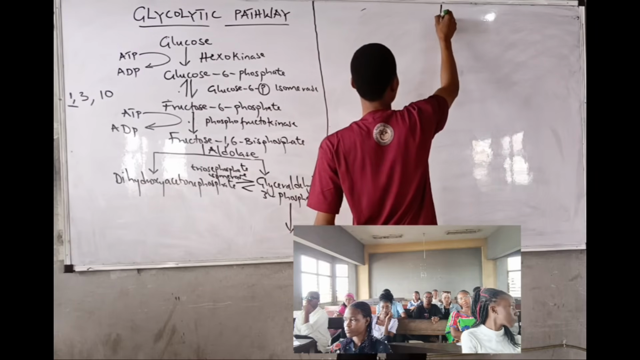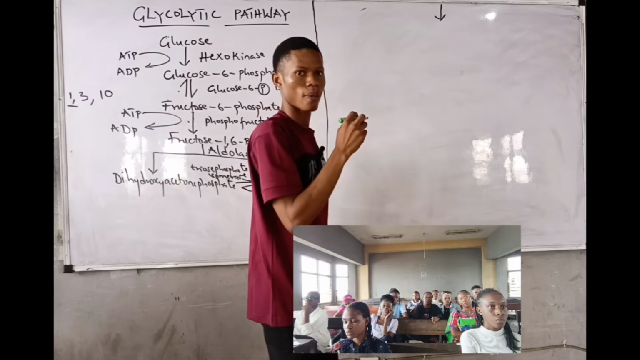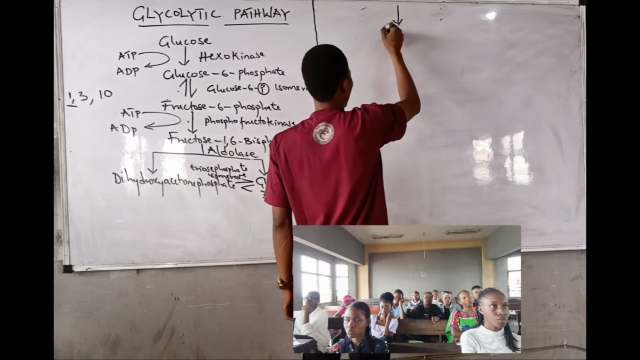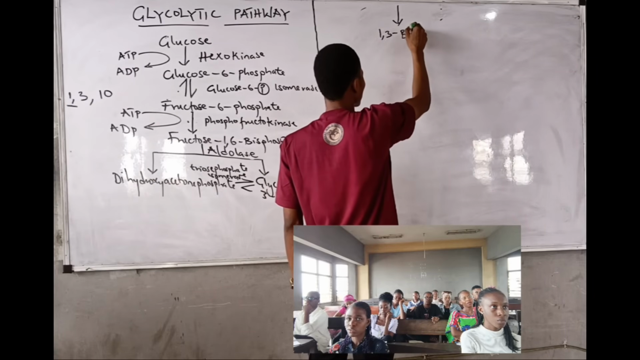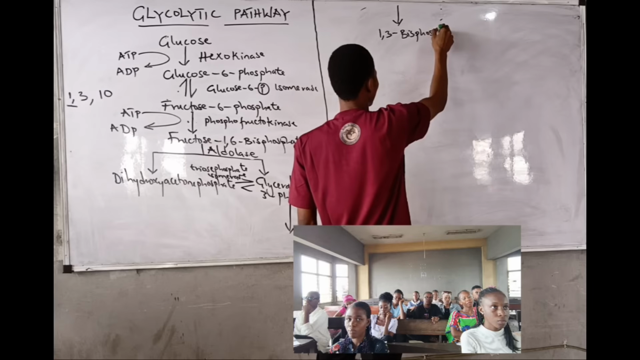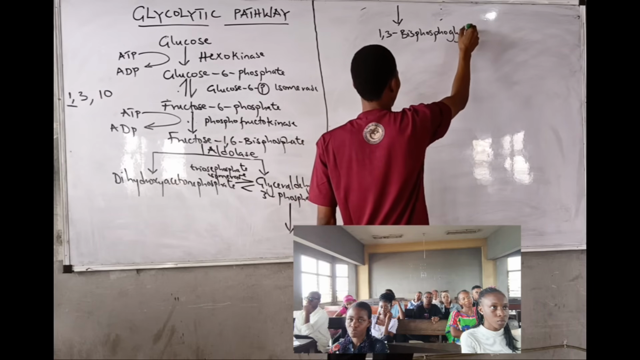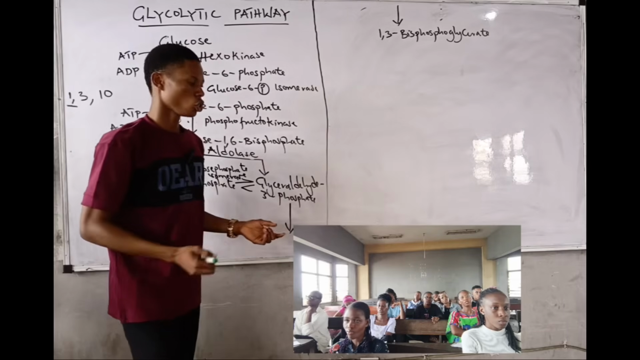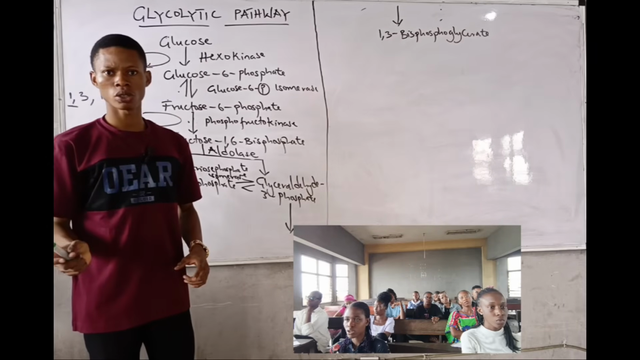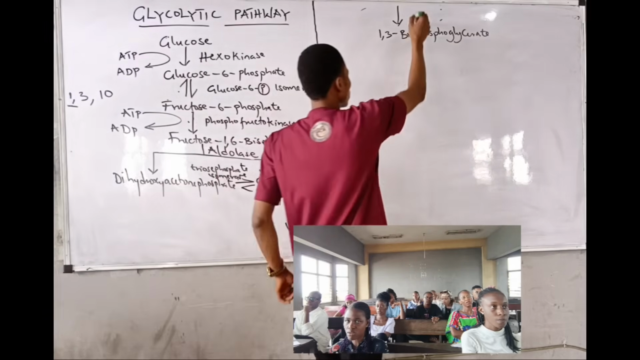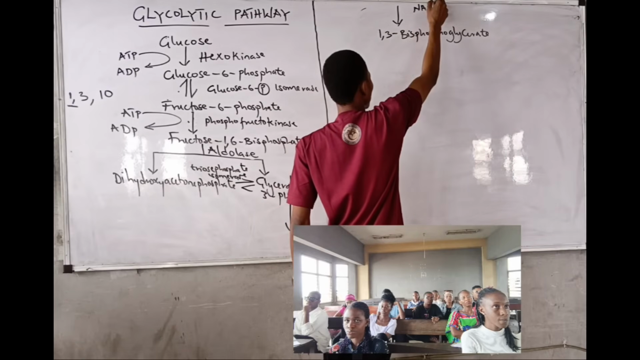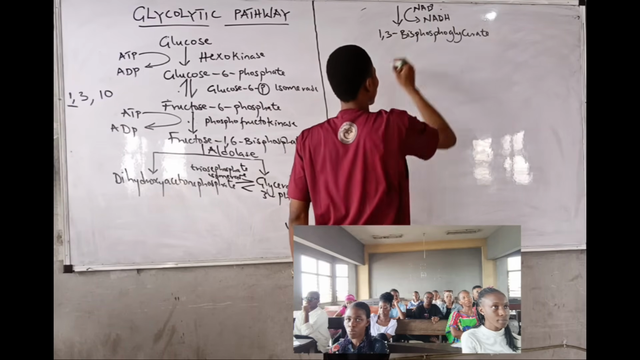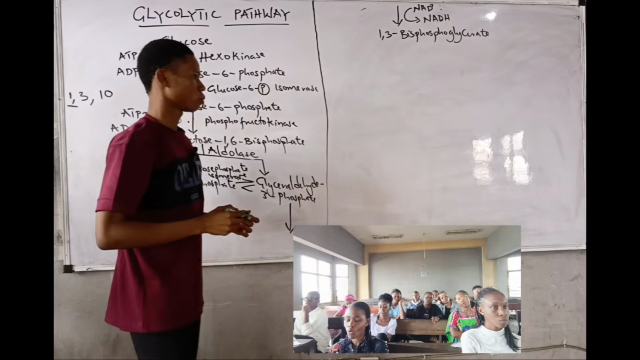From glyceraldehyde 3-phosphate now to what? 1,3-bisphosphoglycerate. And what type of phosphorylation is taking place here? Is it substrate level or oxidative phosphorylation? Oxidative, right? So NAD plus is converted to what? NADH. What will be the name of this enzyme?